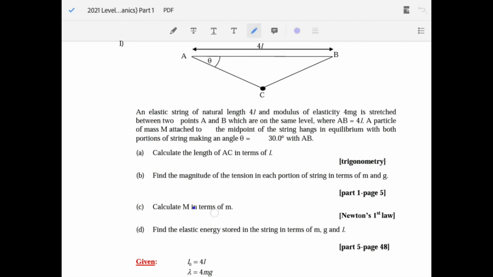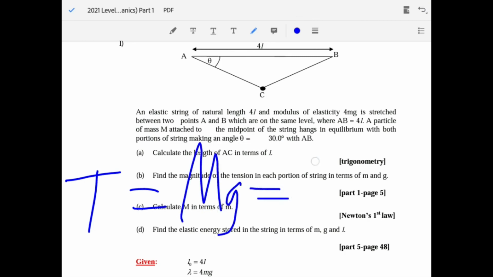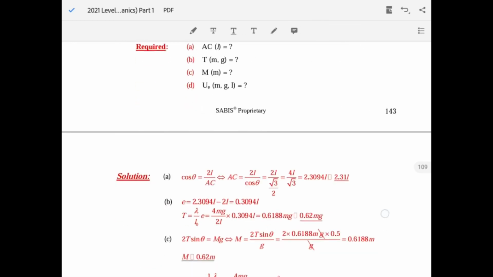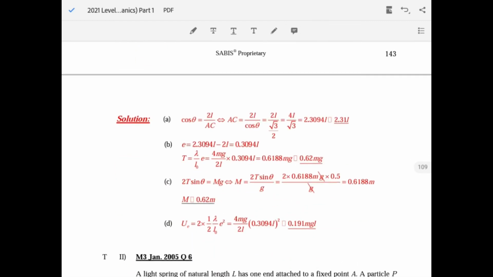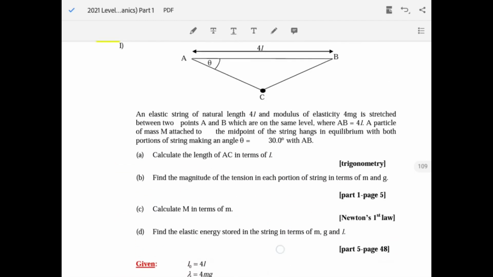Now, find it in terms of m. So you have T is equal to capital M G, which is equal to 0.613 whatever mg. G and G cancel. M equals 0.61 m, or 0.62 m. Here you go. That's how you get it.